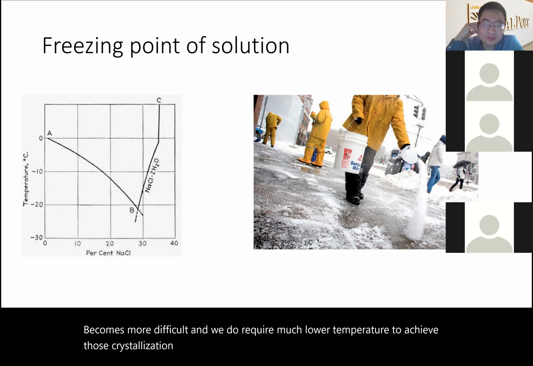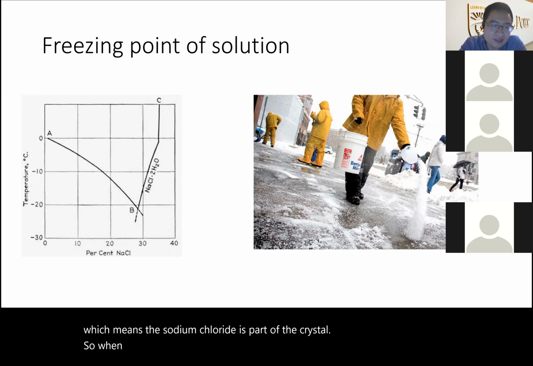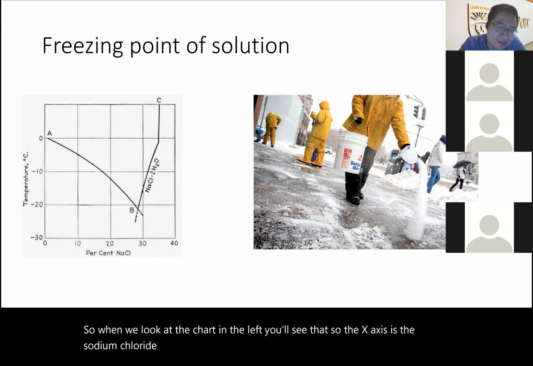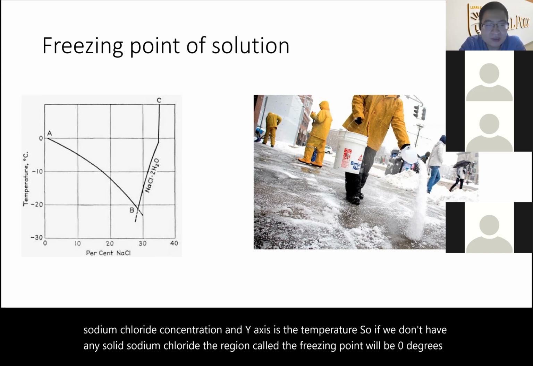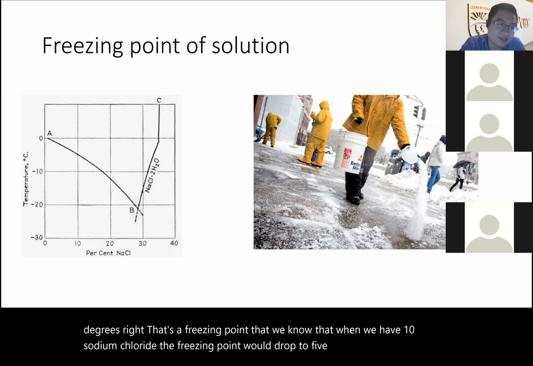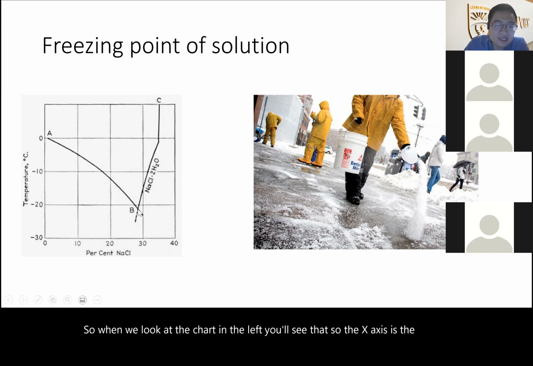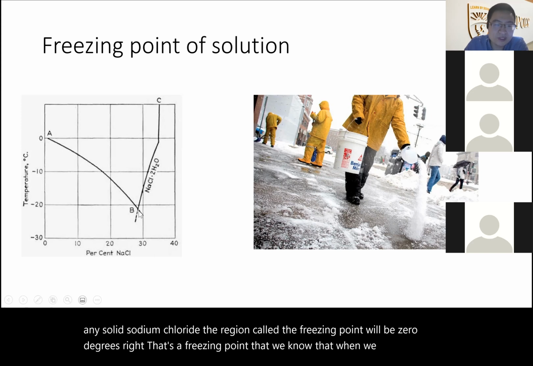In this case, it will be more like a co-crystallization, which means the sodium chloride is part of the crystal. When you look at the chart on the left, the x-axis is the sodium chloride concentration, and the y-axis is the temperature. If we don't have any sodium chloride, the freezing point is 0 degrees C, the freezing point that we know. But with 10% sodium chloride, the freezing point drops to around -5 degrees C. And if we keep increasing, when we reach somewhere close to 28%, the freezing point drops below -20 degrees C.